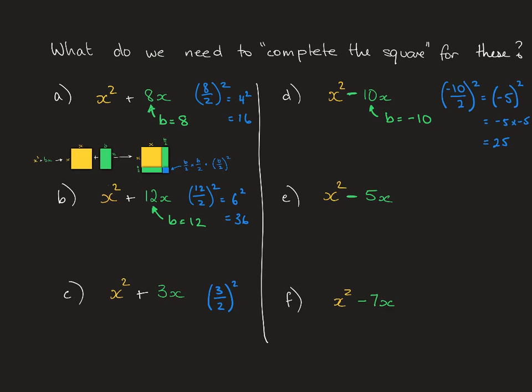So I'd like you to have a go. These are a little bit difficult here because they're odd numbers. We have to divide by 2, but I want you to have a go. Pause the video and then I'll put the answers up.